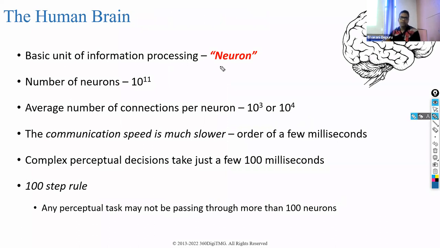A basic unit of information processing is called a neuron. This is the human brain, and this is how it looks. You'll have a lot of folds. People who have more folds supposedly have a better IQ level. That is what research has proven. But nothing can beat hard work. Okay, nothing can actually beat hard work, right?